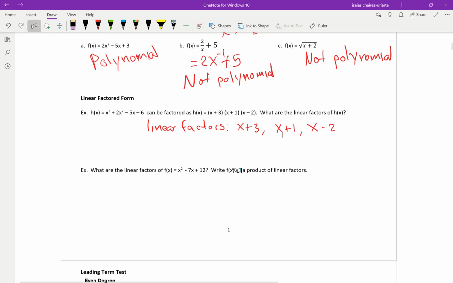In the next example, I am being asked, what are the linear factors of this second-degree polynomial? And maybe the question here is not as obvious because they didn't give me the factor form of my polynomial as they did in the previous example. In the previous example, they gave me the factor form over here. So pause the video, take a second, factor this polynomial, and then tell me what are the linear terms.